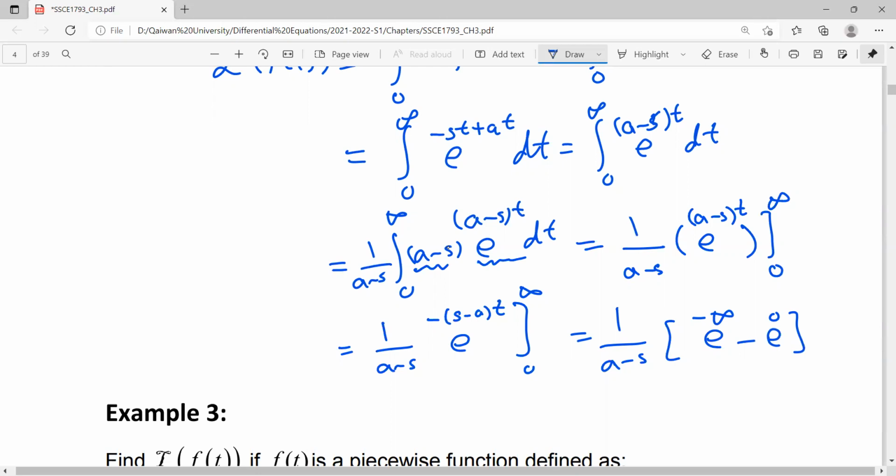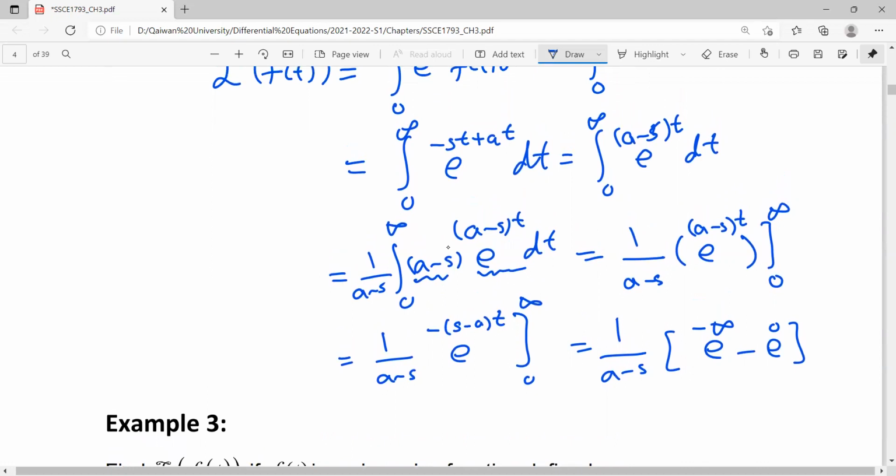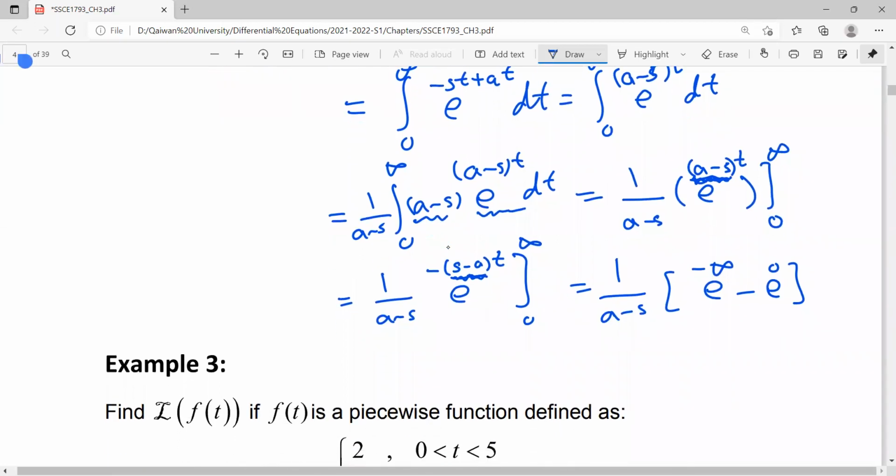And you get e to the power minus infinity. Here we take a negative sign as the common. It's a minus s, and becomes s minus a. Okay, it's e to the power minus infinity minus e to the power 0. This is 0 and this is 1.